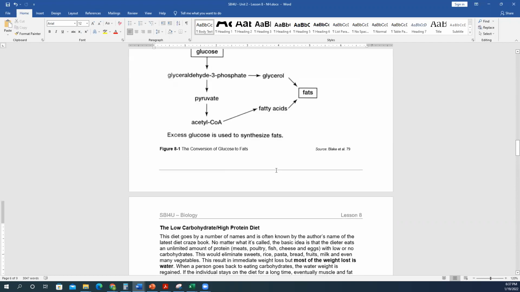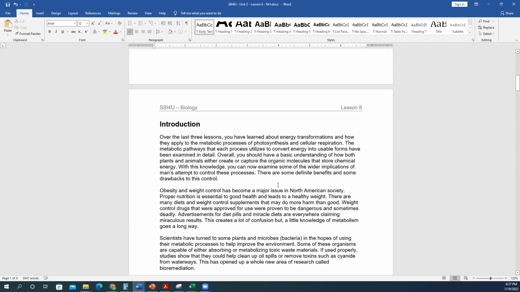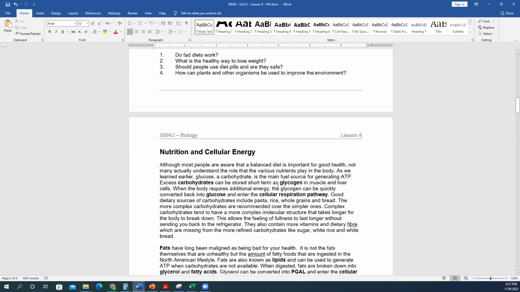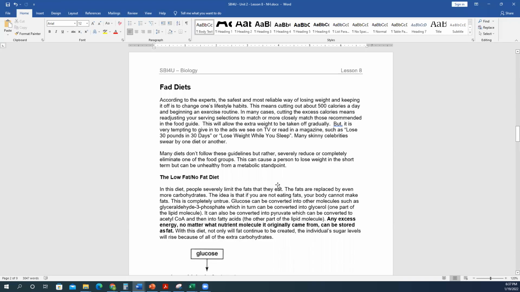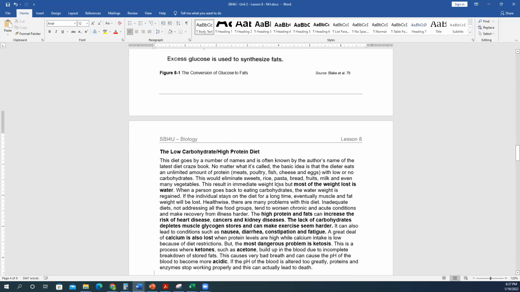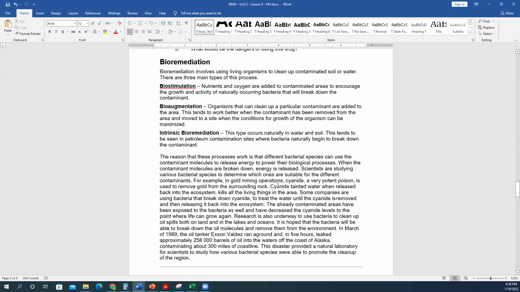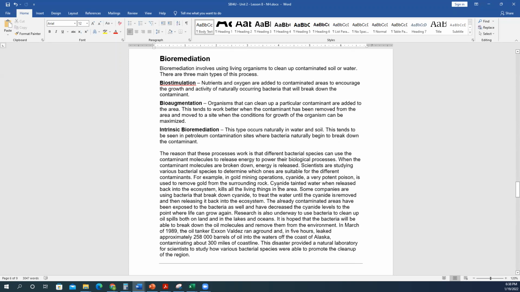So by that note, we've covered our section about obesity and weight control, and the metabolic processes that are involved in energy transformations within our body. So now we can go on and talk about bioremediation. We're going to switch tacks. Bioremediation means using living organisms to help to clean up contaminated soil or water in the environment.